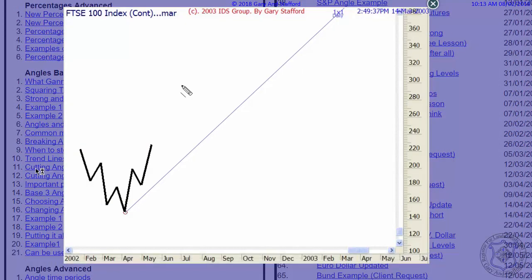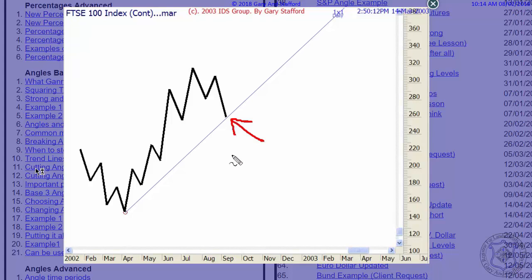Here's a few do's and don'ts and things that I think people do wrong. Basically, you're looking to buy on rising angles. So when the market forms a low, you draw your angle from the low, and your buying opportunity again is when the market comes back to the angle. So here, we've drawn an angle from a low, it comes down to the angle, and that there is a potential buying opportunity.